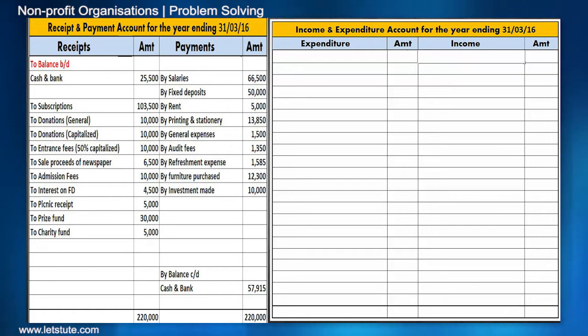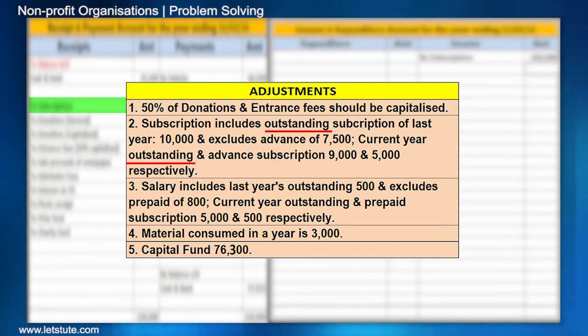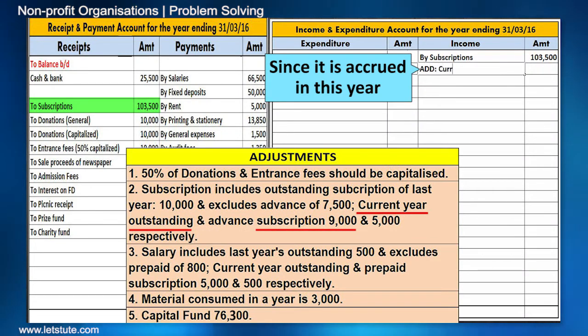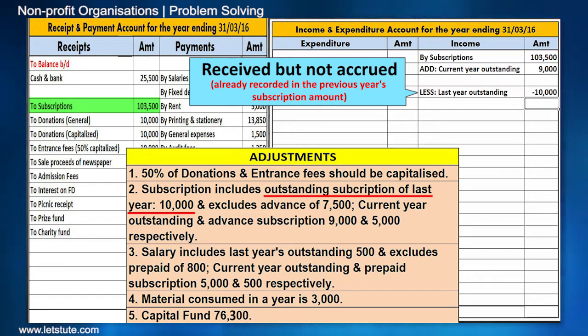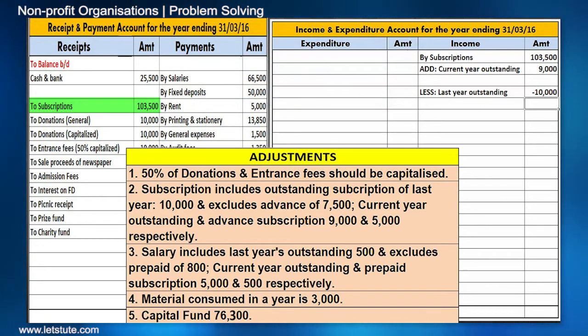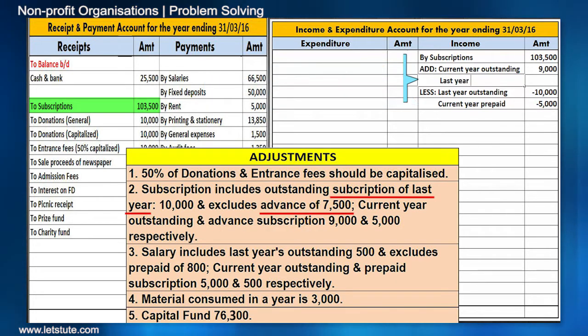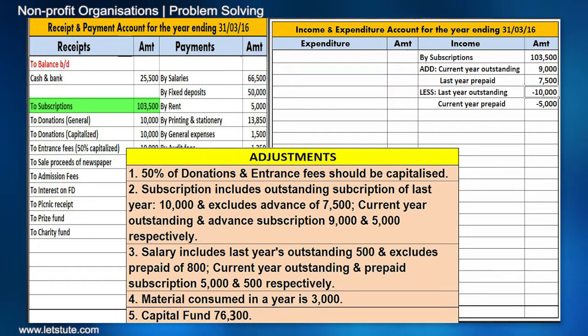So let's begin. Let's first record all the receipts. We have subscriptions. And there is a note that there are some outstanding and prepaid subscriptions. So, we'll add the outstanding subscription of the current year and we'll deduct last year's outstanding because it has been included in last year's subscription amount. And also we'll deduct prepaid subscription and add last year's prepaid subscription because it has not been included in last year's balance sheet.